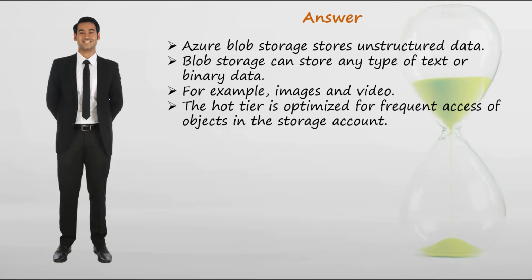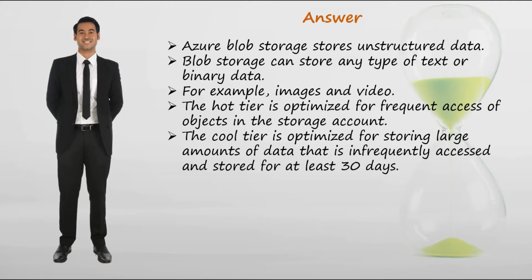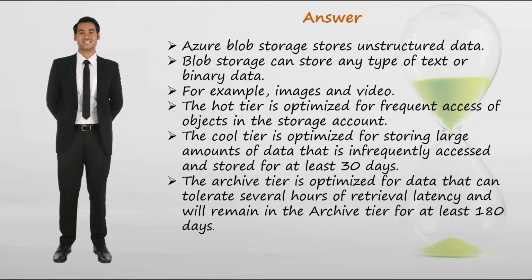The hot tier is optimized for frequent access of objects in the storage account. The cool tier is optimized for storing large amounts of data that is infrequently accessed and stored for at least 30 days. The archive tier is optimized for data that can tolerate several hours of retrieval latency and will remain in the archive tier for at least 180 days.